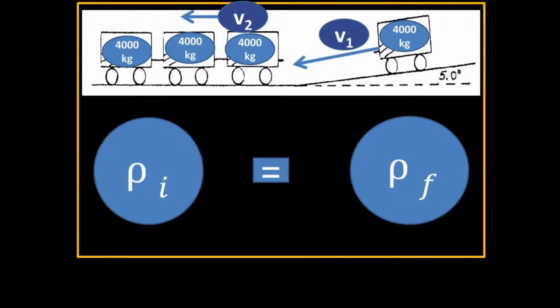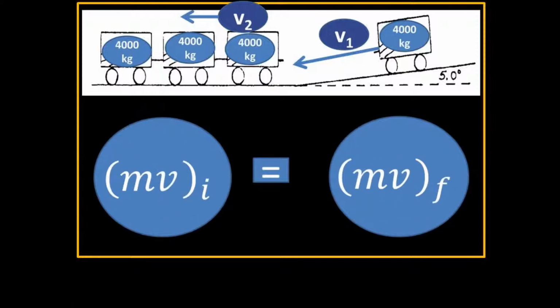We need to determine two things: the velocity of the 4,000 kilogram car rolling down the ramp, and then after it couples with the other three cars, now the new larger train will have four identical cars. What will that velocity be? Now, if we expand the row to include MV, MV initial will equal MV final for the system.